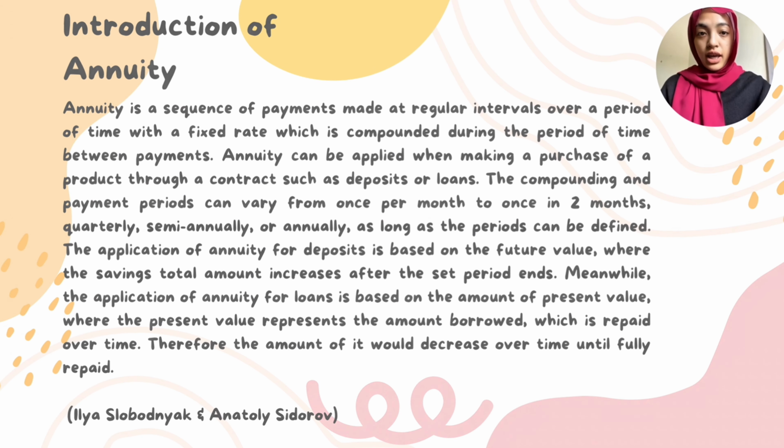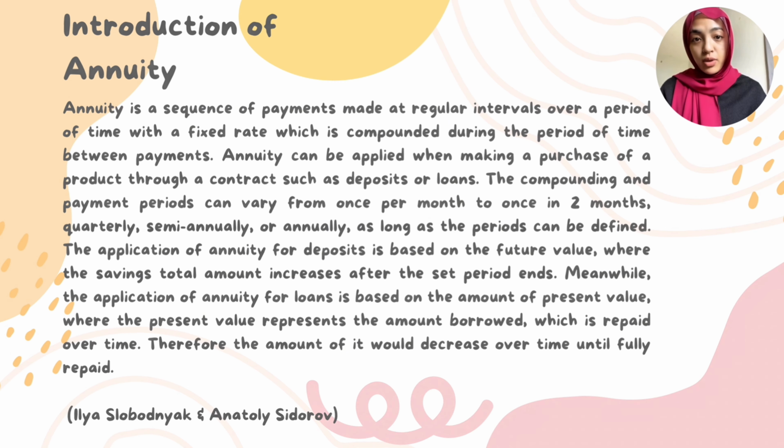Introduction of annuity. Annuity is a sequence of payments made at regular intervals over a period of time with a fixed rate which is compounded during the period of time between payments. Annuity can be applied when making a purchase of a product through a contract such as deposit or loans. The compounding and payment period can vary from once per month to once in 2 months, quarterly, semi-annually or annually, as long as the period can be defined.